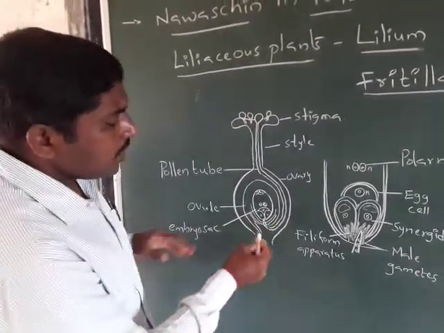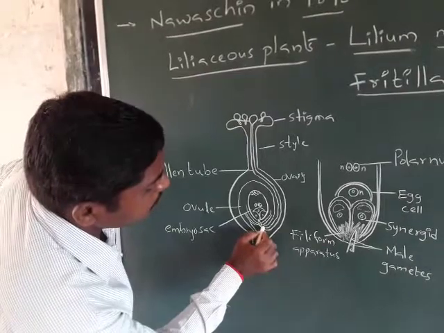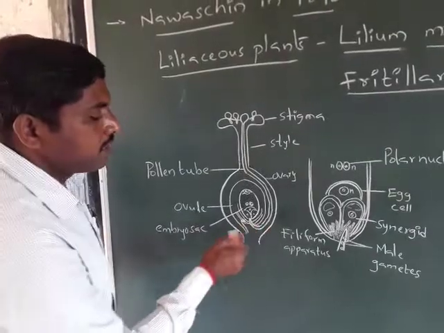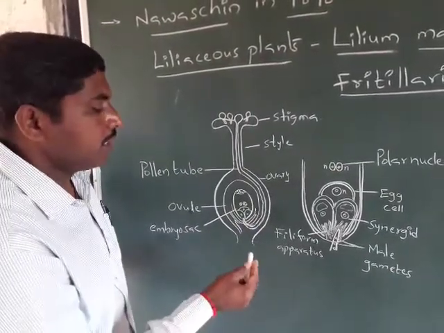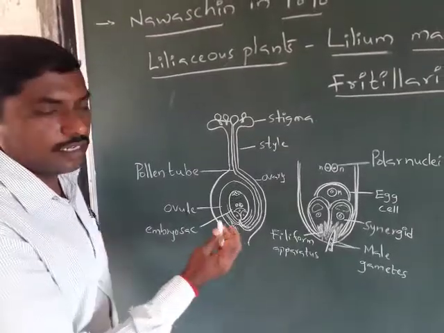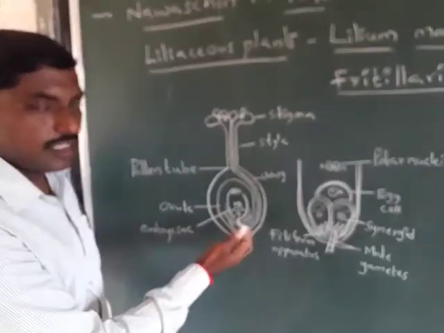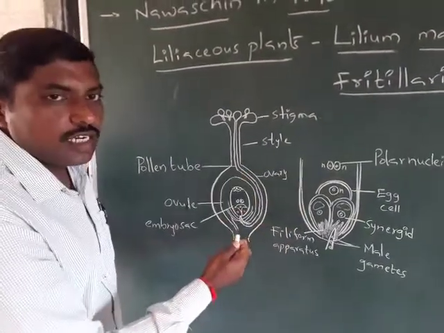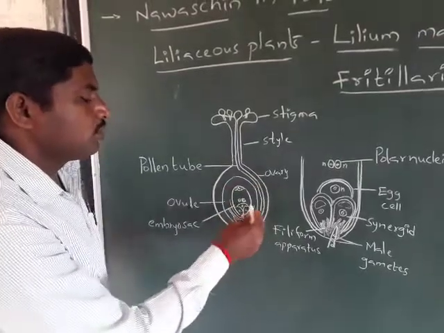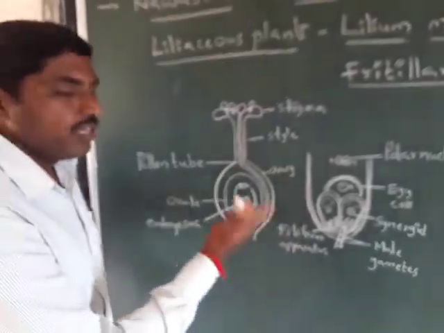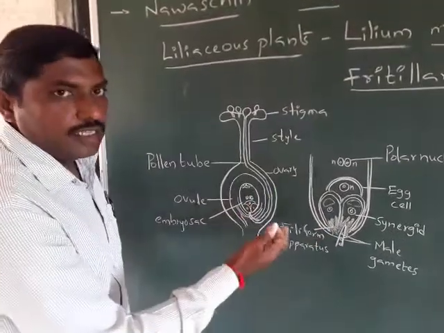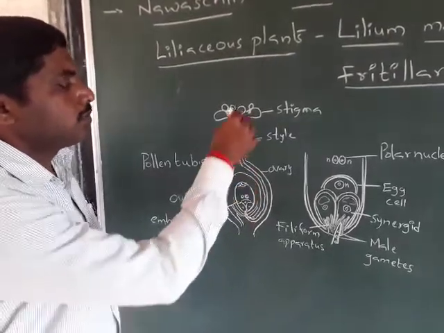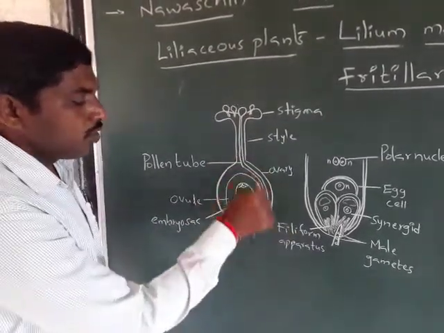The pollen tube enters into the ovule through different ways like porogamy, chalazogamy, and mesogamy. When the pollen tube enters the ovule through the micropylar region, that is called porogamy. Through the chalazal region, that is called chalazogamy. Through the funicle or the integuments, that is called mesogamy. These are the ways the pollen tube enters into the ovule.